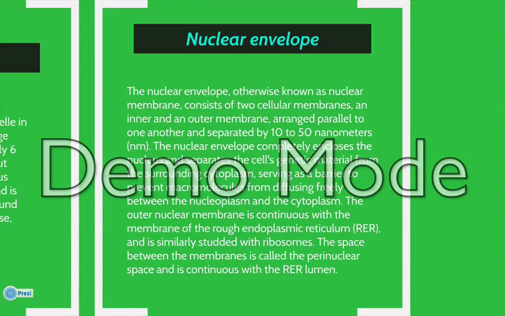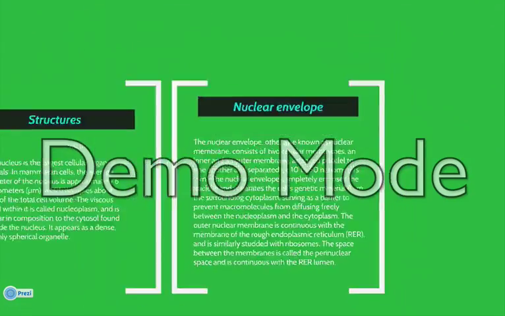The outer nuclear membrane is continuous with the membrane of the rough endoplasmic reticulum and is similarly studded with ribosomes. The space between the membranes is called the perinuclear space and is continuous with the RER lumen.